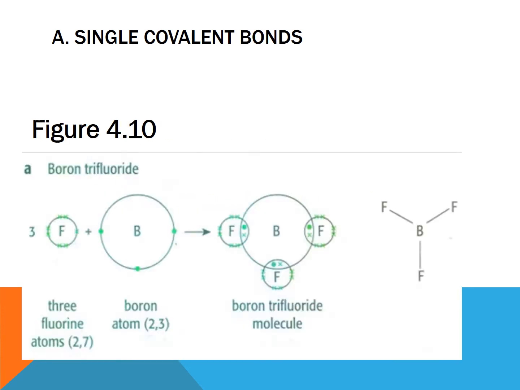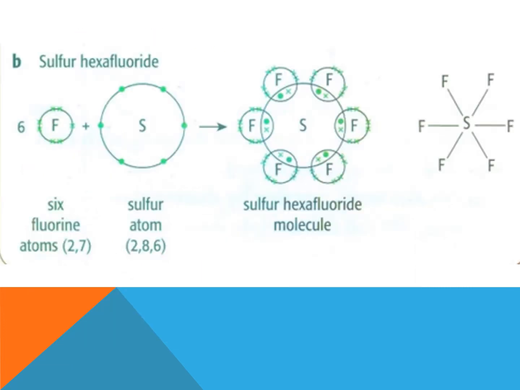So here's boron. Notice it only has 3 bonding sites, so it is stable with 3 bonds. So for boron trifluoride, you have 3 fluorines with 3 bonds around boron. There's no lone pair. That's important to understand. The lone pair is going to affect the geometry, and we'll talk about geometry soon.